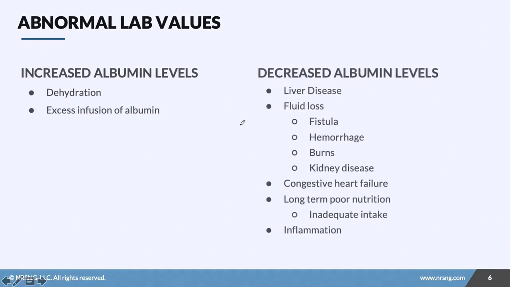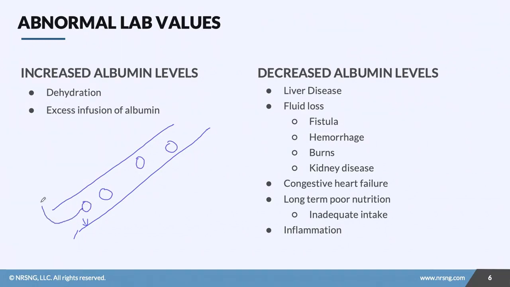So some reasons you're going to see increased albumin levels would be something like dehydration, right? If we're low on volume in our blood vessels, but we still have the same amount of albumin, what is our albumin level going to look like? Well, it's going to look spiked up. You might also see it with excess infusion of albumin. So if a patient is being given albumin to try to pull fluids in, our 25% albumin or the 5% albumin, because of that, we're going to see our albumin levels spike also.